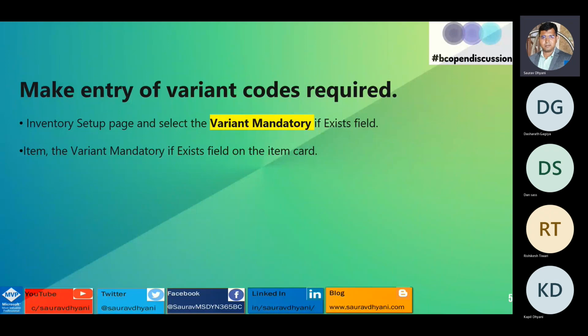What next? I guess on similar lines, Microsoft did something else and I forgot. But if your customer or if you are using variants on your item, then you can now make it mandatory on your sales and purchase line. And that is defined in two places, one globally on your inventory setup page, where it checks that if the item has variants, it marks that field on your lines as mandatory. And you can then turn it off per item on your item card.